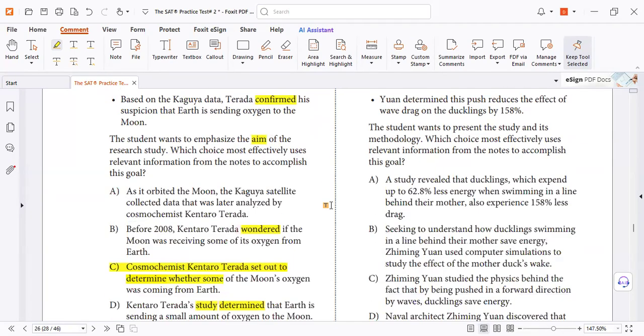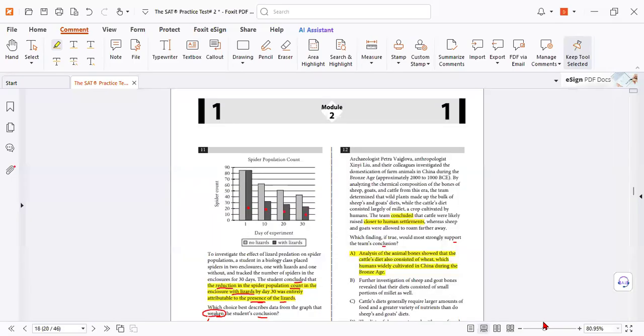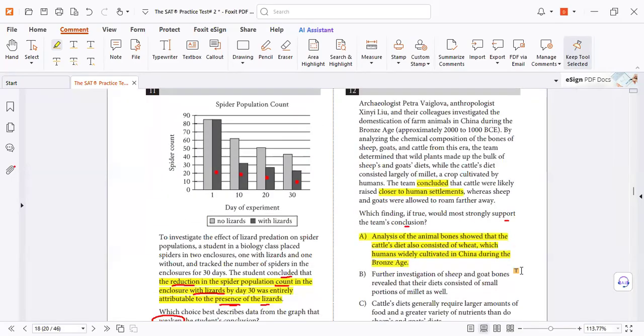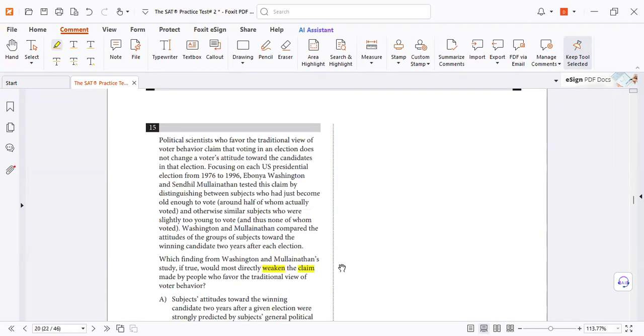Now you can answer without reading. Study and methods. Oh, what's your question? I'll stop on 32.